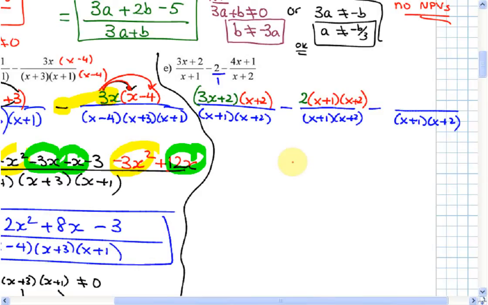And how about the third fraction there? The 4x plus 1. What factor am I missing from this one? X plus 1. So multiply both the top and the bottom by x plus 1. There you go. I see a whole bunch of brackets. I see a lot of expanding in front of your future.